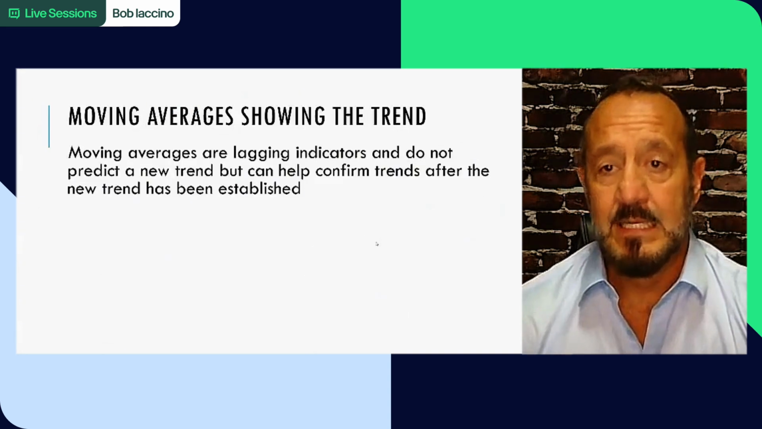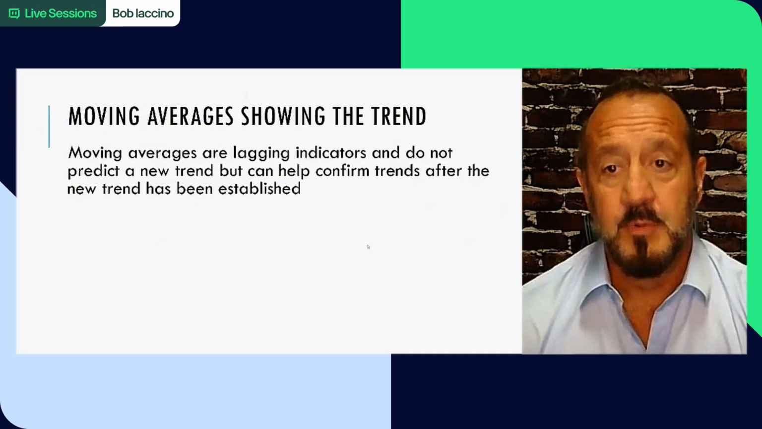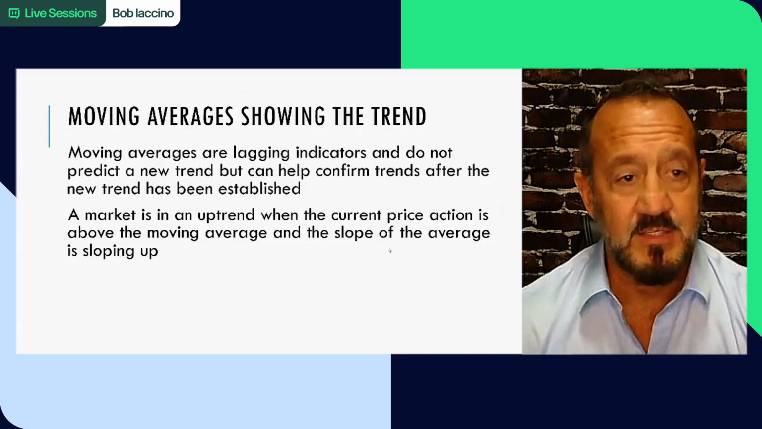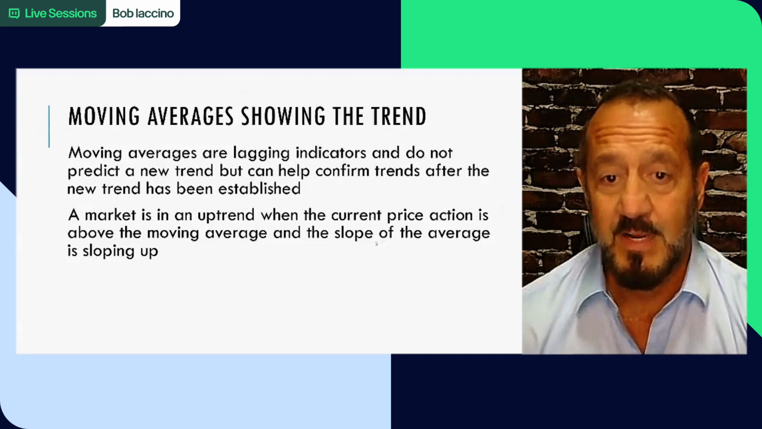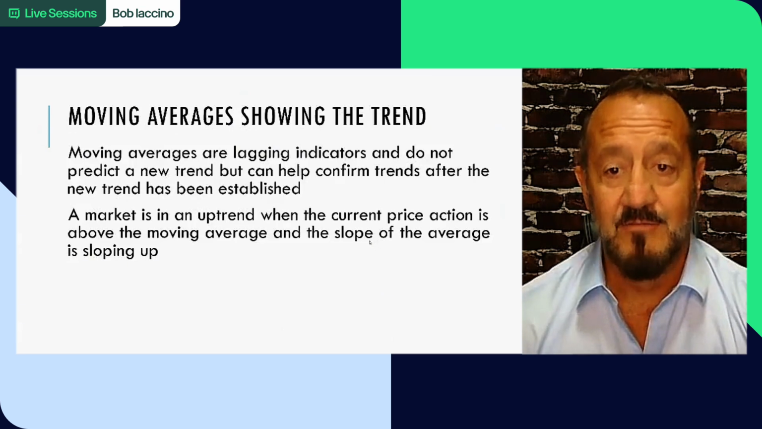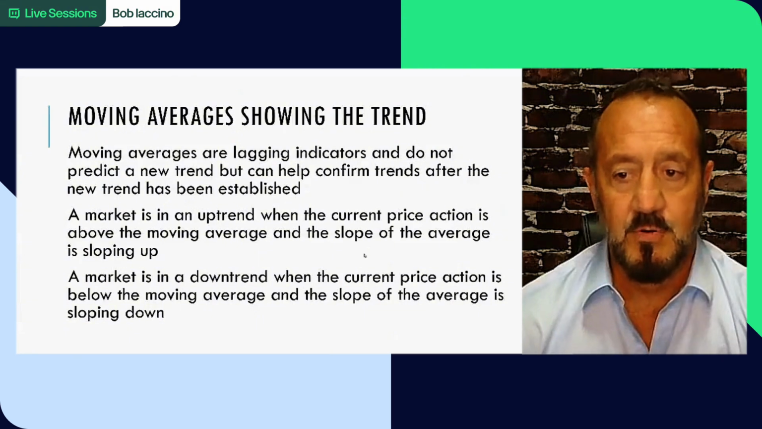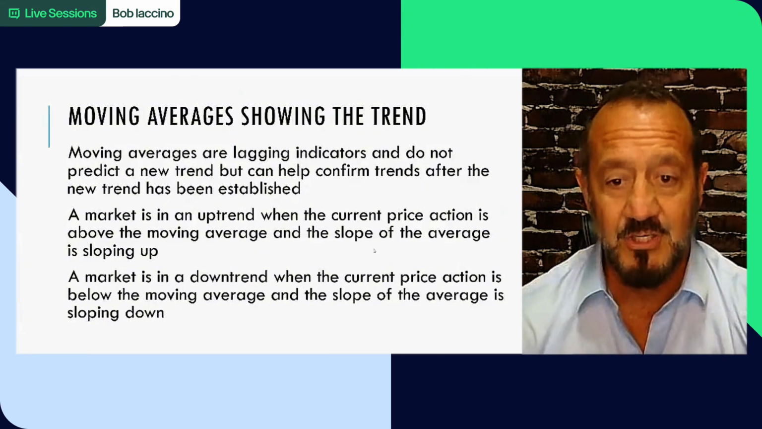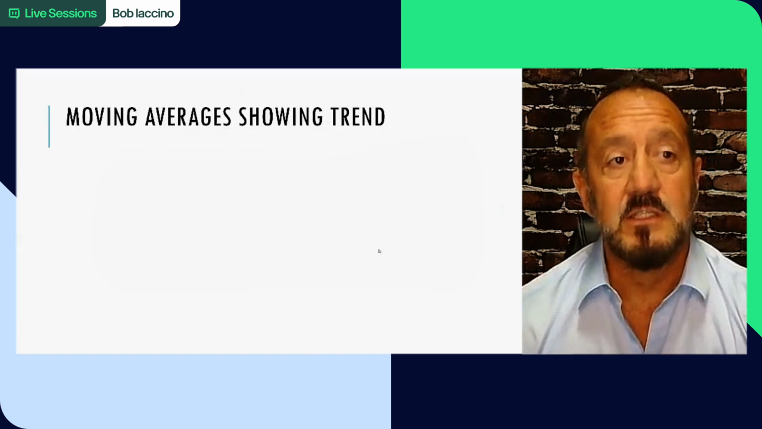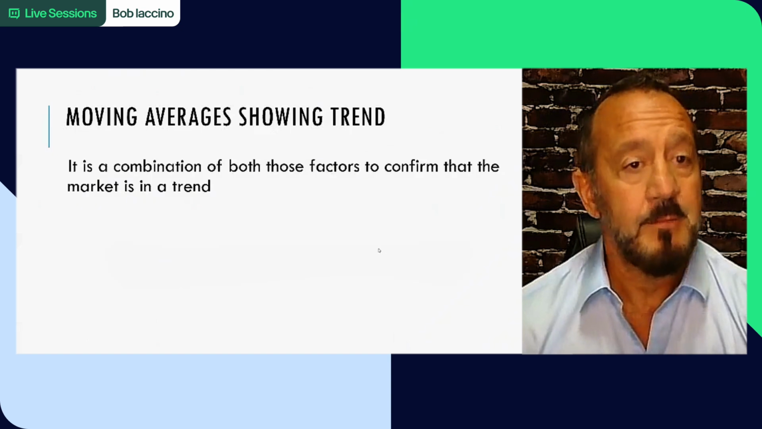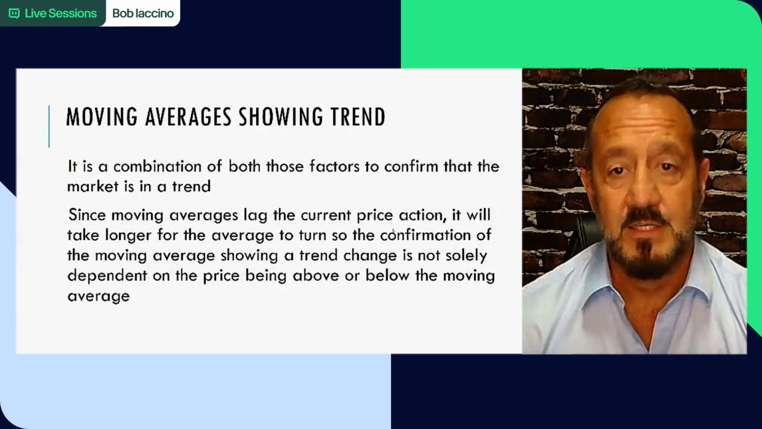Moving averages are lagging indicators and do not predict a new trend. That's very important, but they can help confirm trends after the new trend has been established. A market is in an uptrend when the current price action is above a moving average and the slope of the average is sloping up. And a market is in a downtrend when the current price action is below the moving average and the slope of the average is sloping down. That seems obvious, but start looking at it that way. It is a combination of both these factors that confirm the market is in a trend.